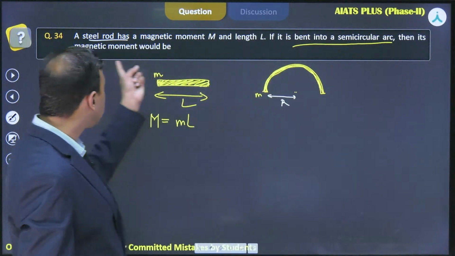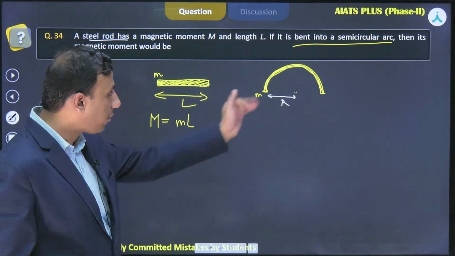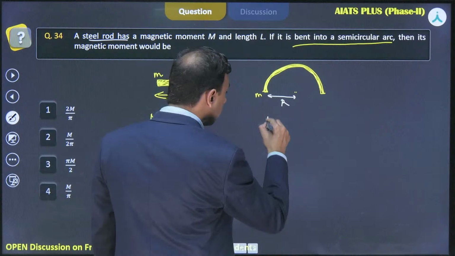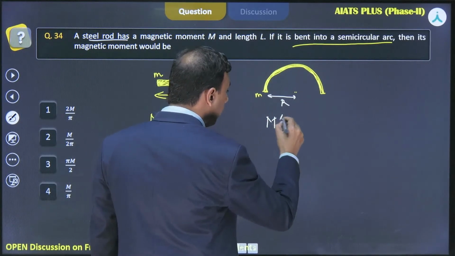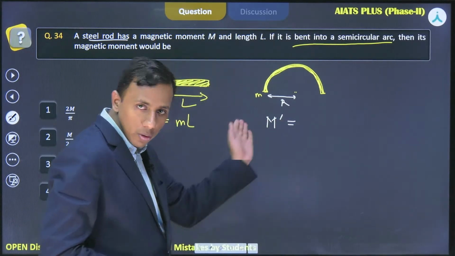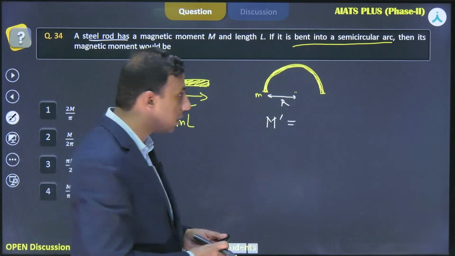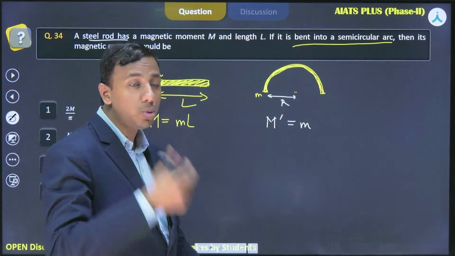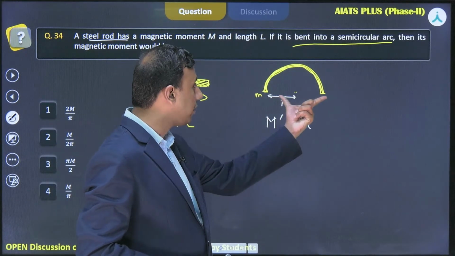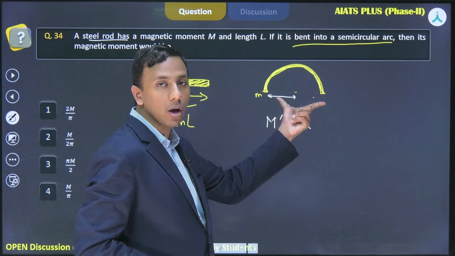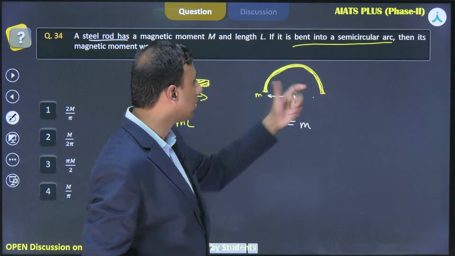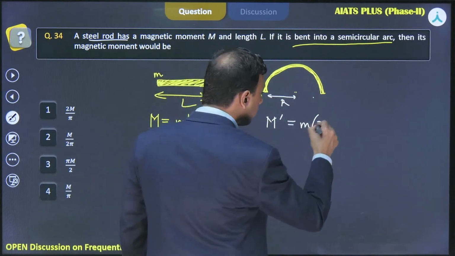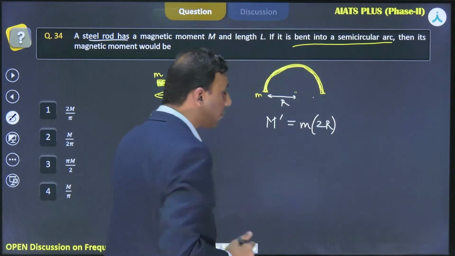And now here they are asking the new magnetic moment. So here what will be the new magnetic moment? We will say the new magnetic moment M dash is equal to, the poles are pretty much the same, so small m into the effective length between the two ends. So what is the length between them? Effective length, see, it is 2r. So effective length is 2r. So this is what you have to find out.